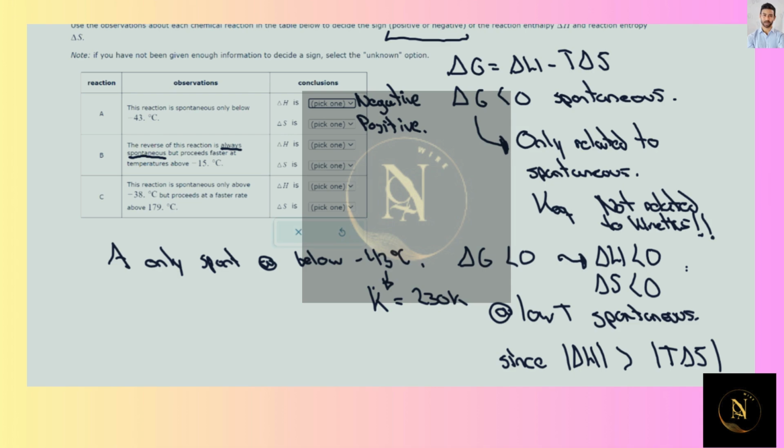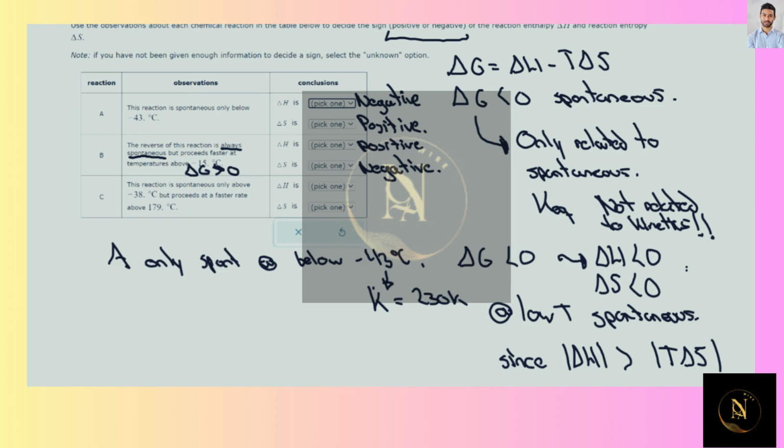So, in this case, if the reverse of this reaction is always spontaneous, that means that the forward reaction is always going to be non-spontaneous. It is always going to have a delta G larger than zero regardless of the temperature. That means that delta H is going to be positive and delta S is going to be negative, since that combination gives us a delta G larger than zero for all the range of temperatures.